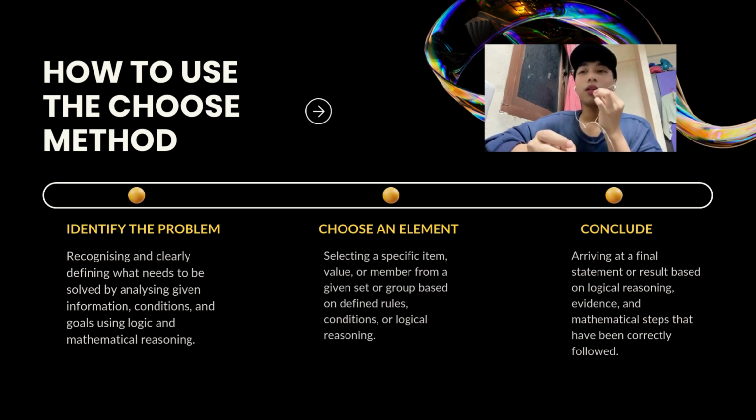Number two, choose an element. Choosing an element is selecting a specific item, value, or member from a given set or group based on defined rules, conditions, or logical reasoning. And lastly, conclude. To conclude is arriving at a final statement or result based on logical reasoning, evidence, and mathematical steps that have been correctly followed.